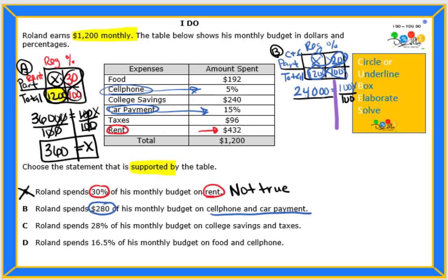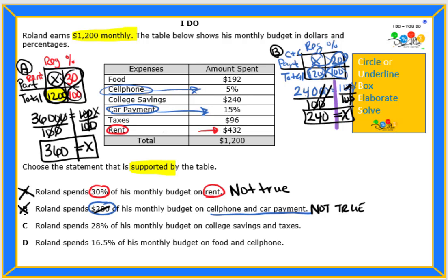But whatever I do on one side, I better do to the other. So 100 divided by 100 leaves us with x. And here we have 24,000 divided by 100 is 240. 100 divided by 100 is 1. So 240 divided by 1 is 240. So it said that would be 280, but we didn't get 280, we got 240. So this is not true. And so that is not our answer.